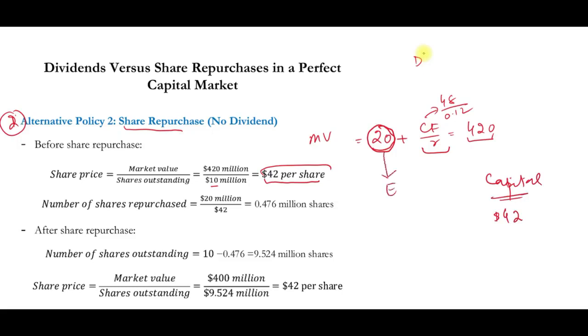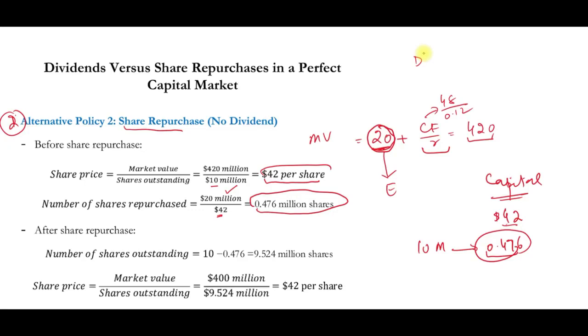So how many shares can we buy with this 20 million? At a price of 42, we divide the 20 million cash we have by the price. So with this 20 million excess cash, we can buy 0.476 million shares. It means that out of 10 million, the company can buy back 0.476 million shares, so the shares would be reduced by this amount.